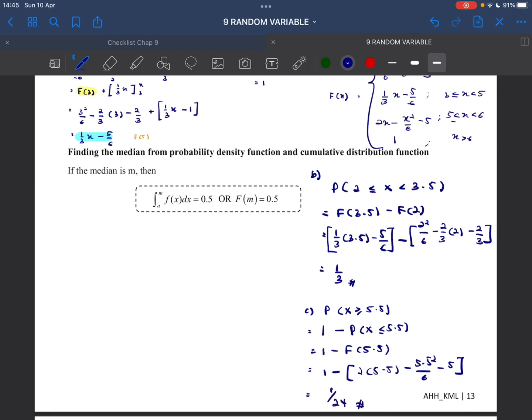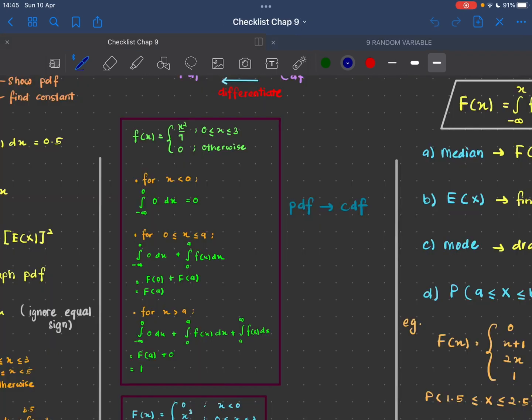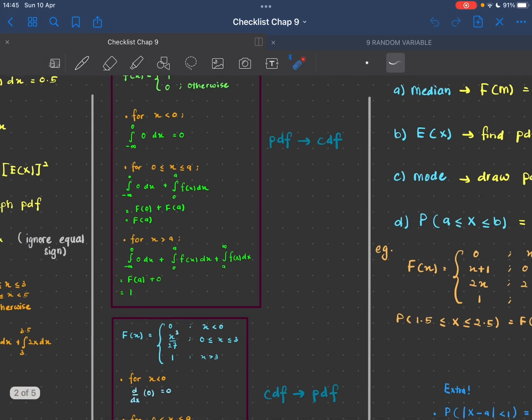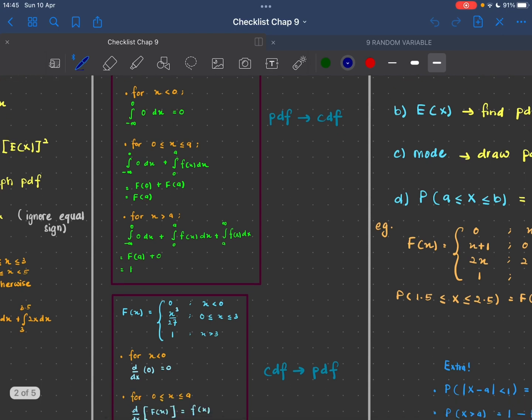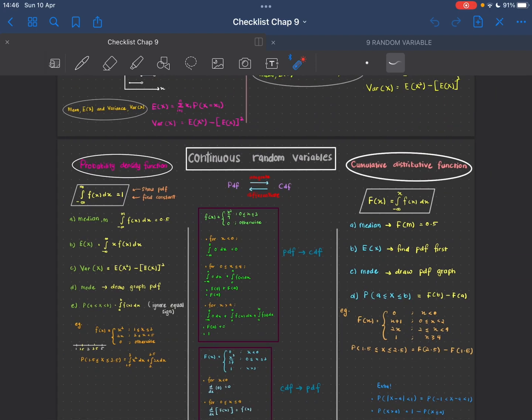Okay, so that is how we change from PDF to CDF. One more time, we recap. PDF is small letter f, so CDF is big letter F. How are we going to change PDF to CDF? We basically just integrate every function according to the range. Okay, so that's it. I'll see you guys in the next video.